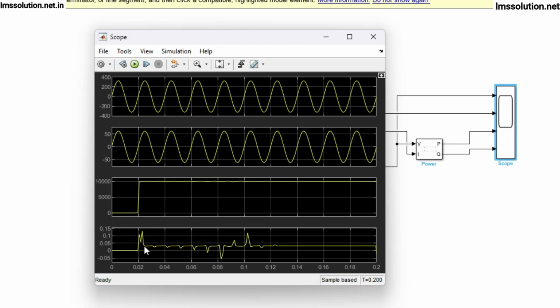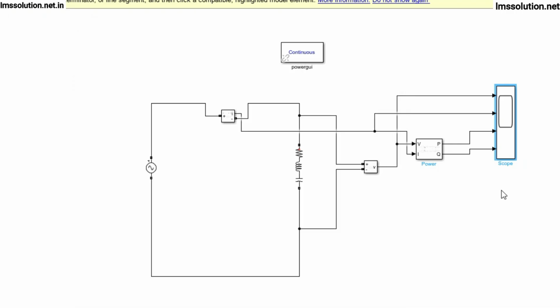So now you see that both are nullified, right? Inductive and capacitive reactive power. Okay. So this is about the single phase one. So next we move on to the three phase.